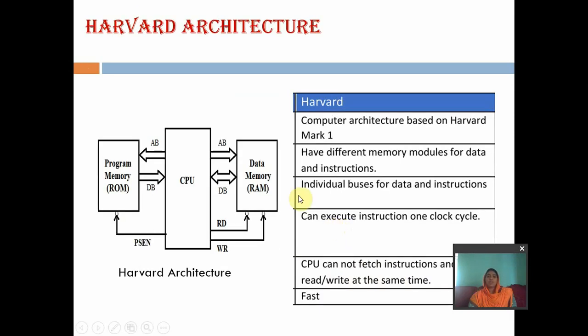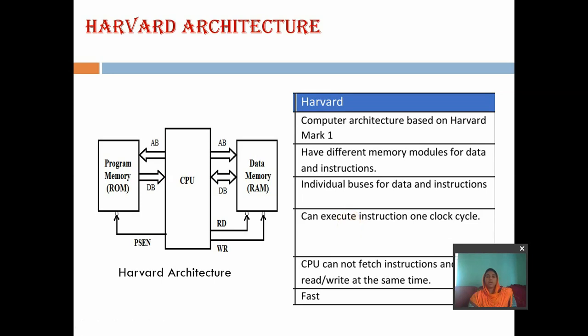The next one is Harvard architecture. In Harvard computer architecture, we have two separate memories, program memory and data memory. It has different memory modules for data and instructions, so we have individual buses for data and instructions. So we can execute any one instruction within one clock pulse.